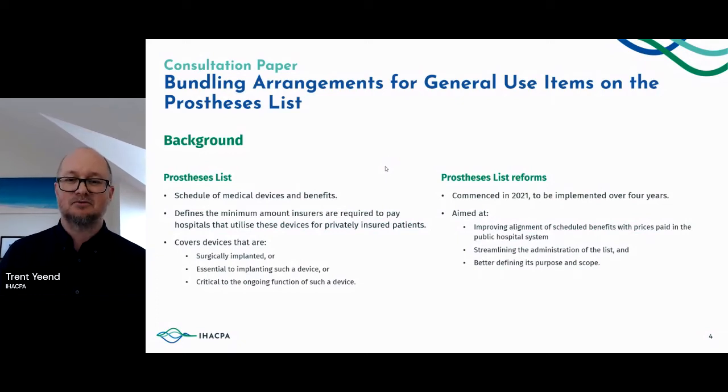The prostheses list reforms that we're talking about commenced in 2021 and were announced in the May 2021 federal budget and were intended to be implemented over a 4-year period. They're aimed at, broadly speaking, improving the alignment of the prostheses list with the schedule paid in the public hospital system, streamlining the administration of the prostheses list, and also better defining its purpose and its scope.